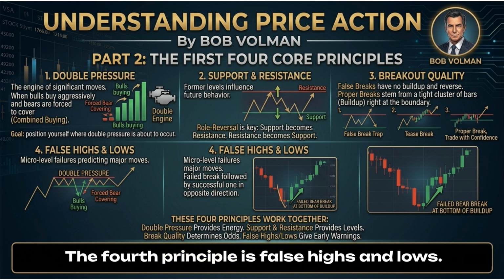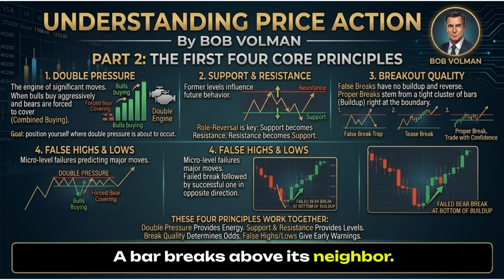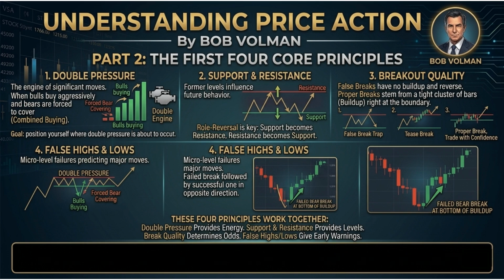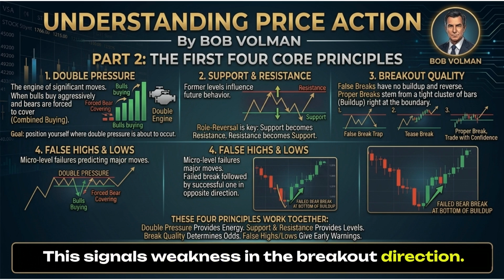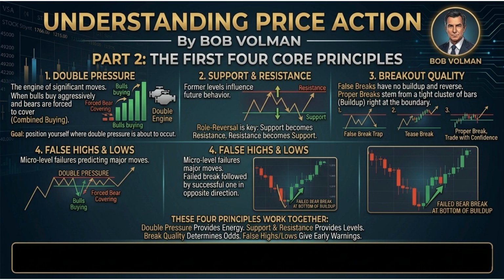The fourth principle is false highs and lows. These are micro-level failures. A bar breaks above its neighbor. Then the very next bar reverses and breaks below. This signals weakness in the breakout direction. At crucial spots in the chart, these single-bar failures can predict major moves.